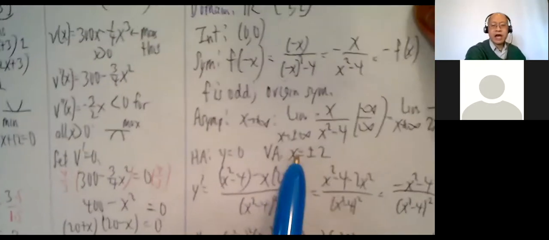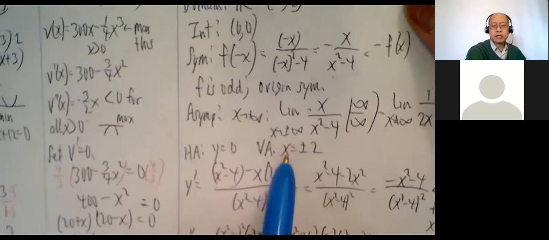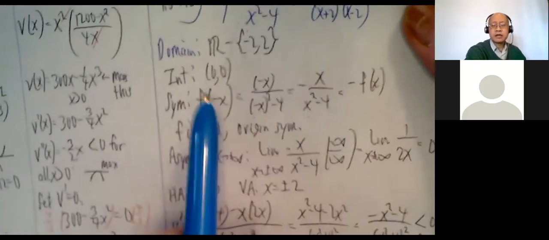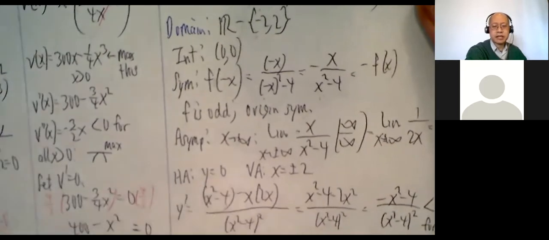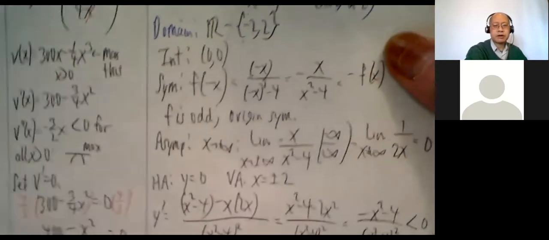All right, so I have asymptotes at x equals plus or minus 2, and y equals 0, same as the x-axis. Okay, now for the calculus part.